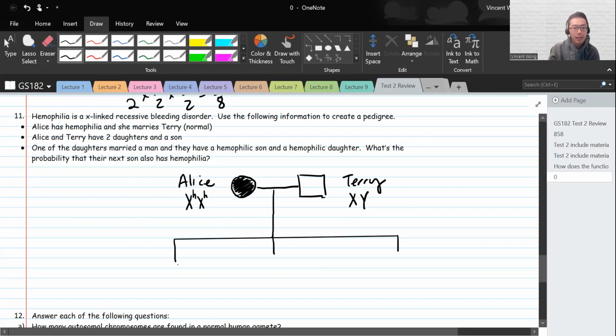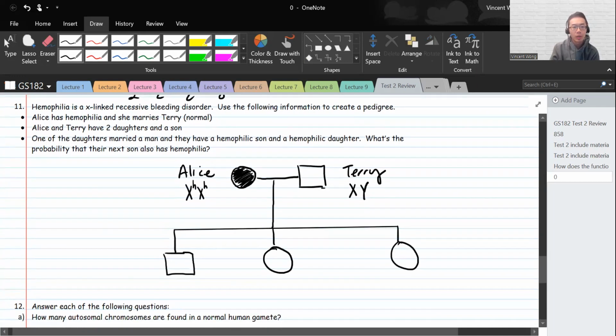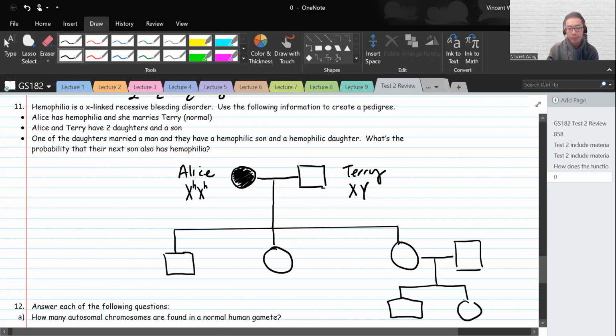We have 2 daughters and 1 son. We're gonna put the son right here, daughter number 1, daughter number 2. So let's see what's going on with the daughters. One of the daughters married a man, and they have a hemophiliac son and a hemophiliac daughter. So that's going to be the daughter who's marrying a man, and the man is going to have a son and a daughter, and both of them have hemophilia. So we're going to have to shade them in.